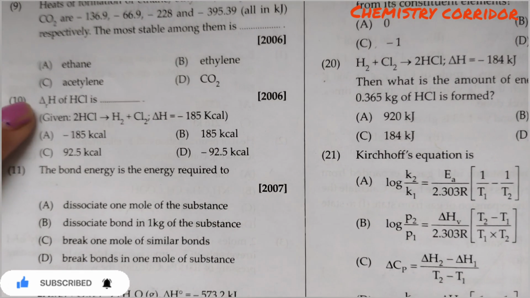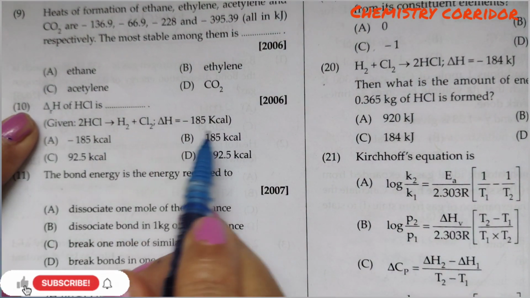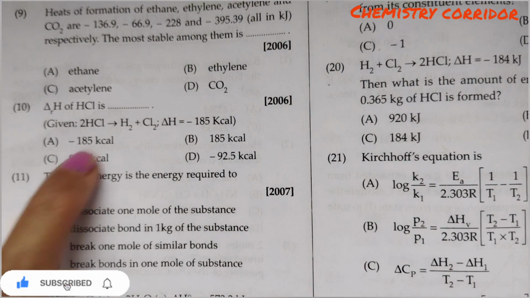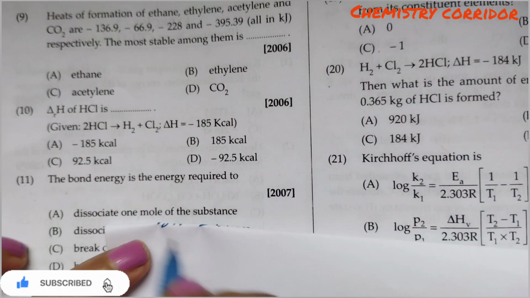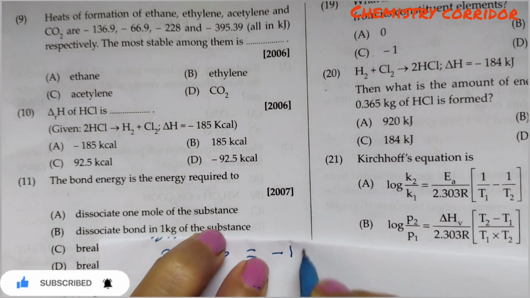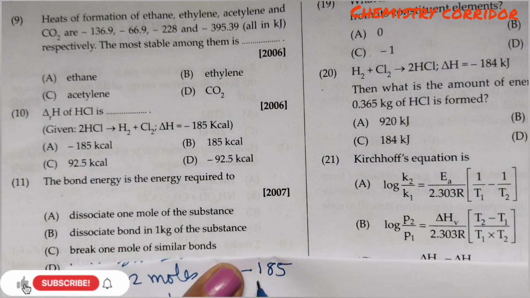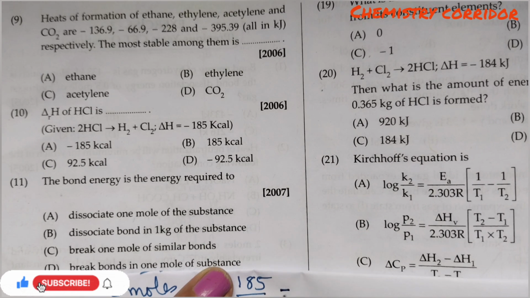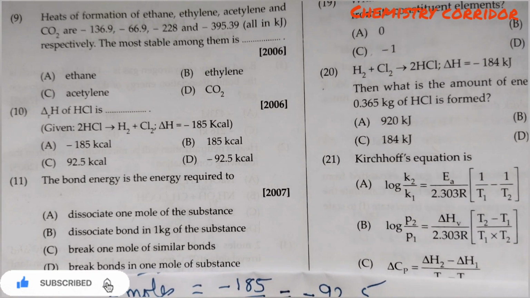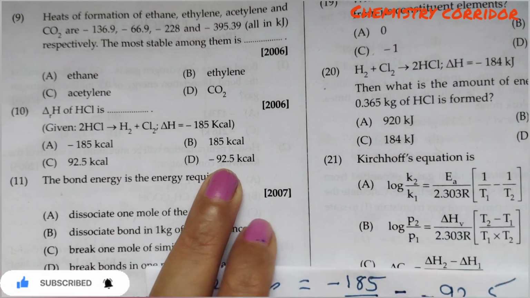See the next one. The enthalpy of reaction for HCl they are asking. Here the reaction is given. If you see this, there are 2 moles of this. So, for 2 moles, it is minus 185. So, for 1 mole, it will be half of this, that is 92.5. So, the answer here is fourth option. Let's see the next question.